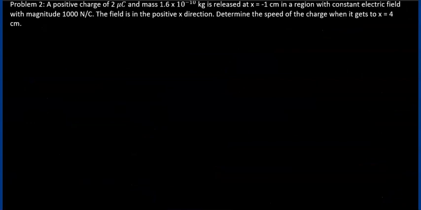Problem 2. A positive charge with magnitude 2 microcoulomb, mass 1.6 times 10 to the power minus 10 kg, is released at x equals minus 1 cm in a region with a constant electric field with magnitude 1000 newton per coulomb. The field is in the positive x direction as well. Determine the speed of the charge when it gets to x equals 4 cm.